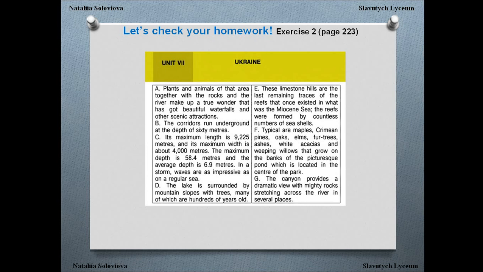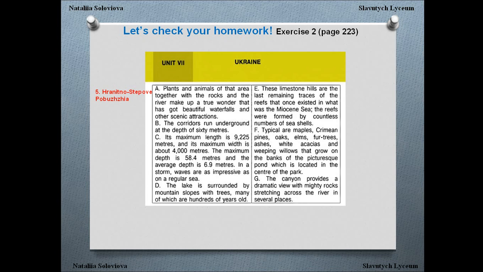So, letter A. Plants and animals of that area, together with the rocks and the river, make up a true wonder that has got beautiful waterfalls and other scenic attractions. Look, rocks, rivers, waterfalls, scenic attractions. It must be гранітно-степове побужжя.